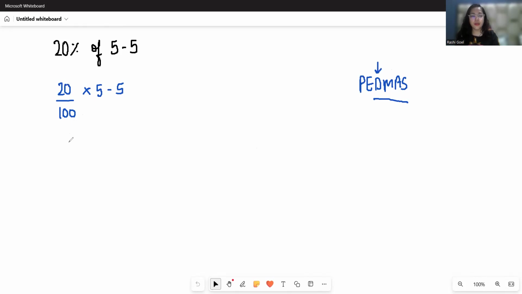So 20 divided by 100 gives 1 by 5 times 5 minus 5. So this gives us 5 by 5 minus 5, which is 1 minus 5, which is equal to -4. So this is the correct approach to solve this type of problem. So only then you can reach your correct solution. So the correct and final answer of this problem is -4.